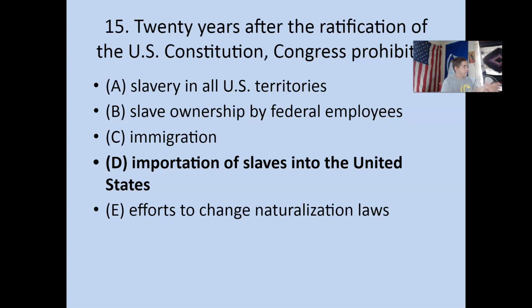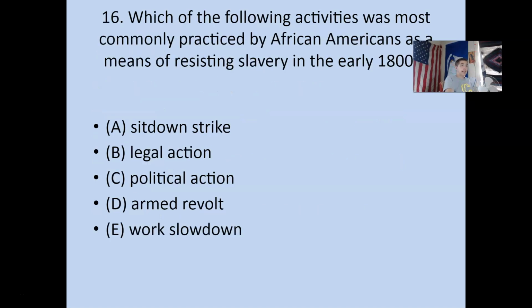They had a big old discussion about this. A big old compromise. They permitted slavery in all U.S. territories, but they stopped, in 1820, importation of slaves into the United States.